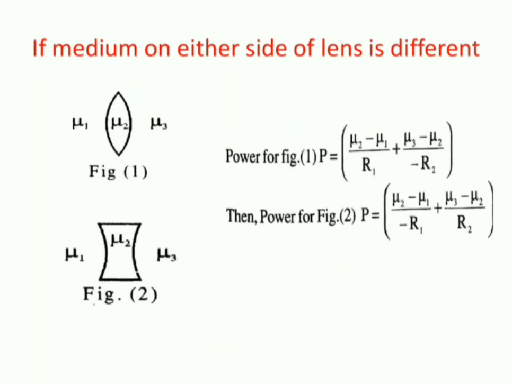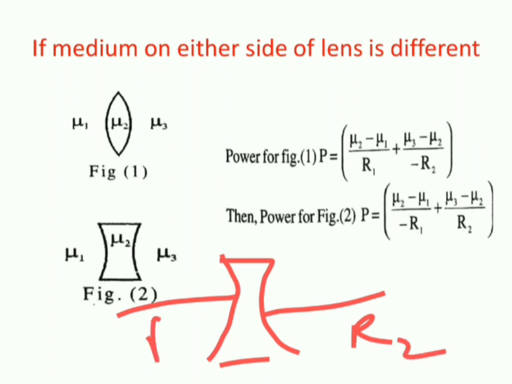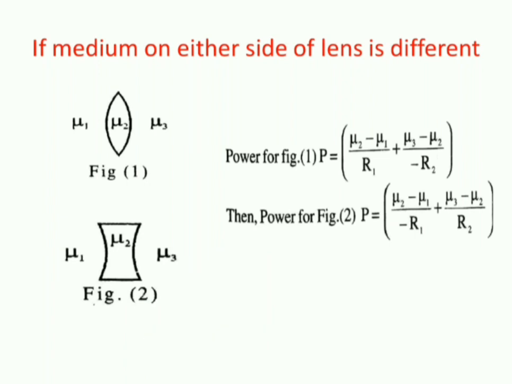So what will be the power? Mu2 minus mu1 by r1 plus mu3 minus mu2 by r2. And I have used the sign convention. R1 is positive, R2 is negative. For this lens, R1 is positive, R2 is negative. Similarly for the second lens. But for the second lens, remember R1 is negative, R2 is positive. Radius of curvature of this surface is negative, whereas for this surface, radius is positive. So use the sign convention and find the answer.